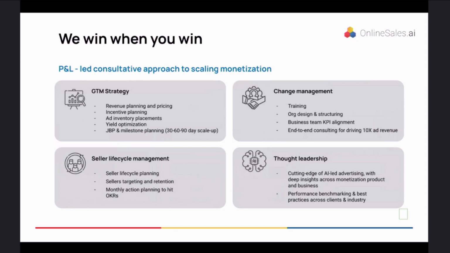What we also do is help you with the GTM strategy. We create a JBP in place for most clients: what does the first 30 days, 60 days, 90 days look like? What are the goals in place? There is significant effort needed from the organization in terms of training, organization design, etc. So we help with training internal teams, whether it's management, the operations people, or people who are going to use the platform on a day-to-day basis.